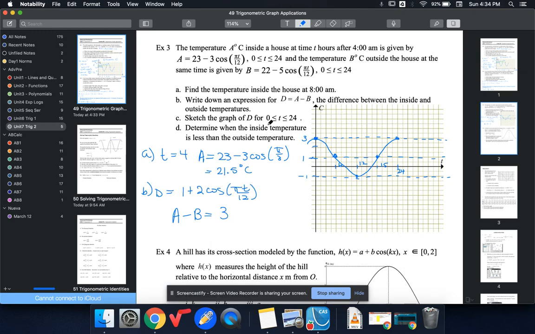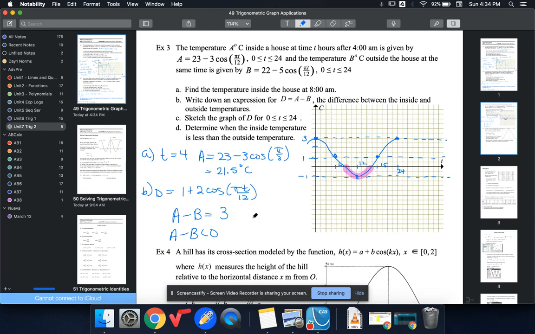Determine when the inside temperature is less than the outside temperature. Well, that means that A minus B is going to be negative. So that's this region here. So during these times is when it's colder inside the house than it is outside the house. So for my Japanese house, this is not what this graph looks like. In my Japanese house, maybe I have this little bit of time where it's warmer inside my house than it is outside. Maybe not today with it being snowing, but pretty close. But for this graph, I'm looking between these two times.